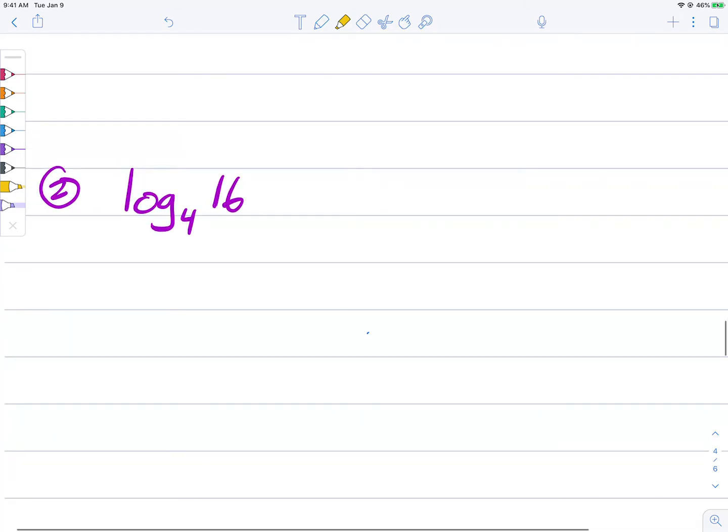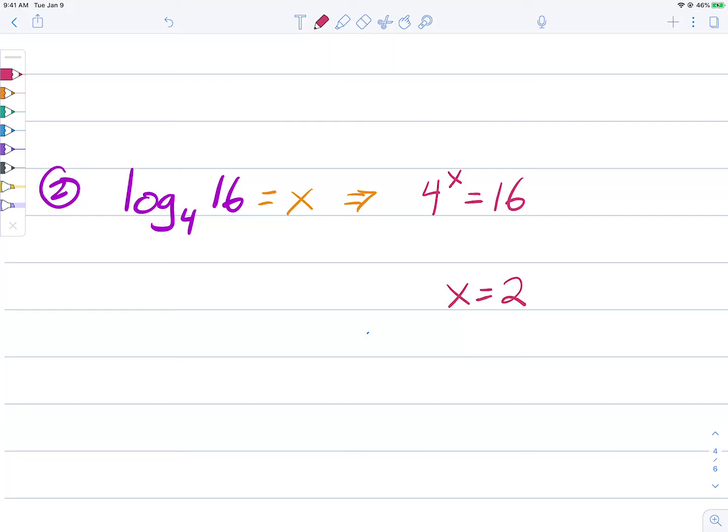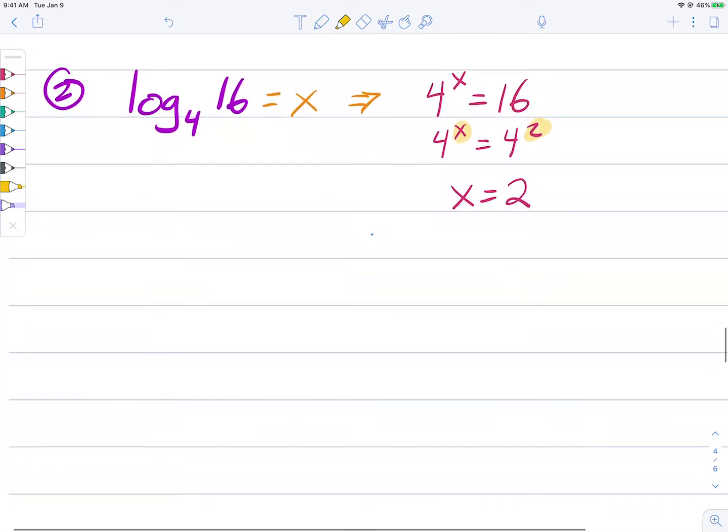Okay, log base 4 of 16. So again, we don't know what this equals, so I'm going to put equals x because it's unknown. And I'm going to rewrite this as an exponential using our patterning. So 4 to the x power equals 16. So I can say, okay, 4 times itself, how many times is 16? And that is 2. And that's because 16 is the same as 4 squared. And if your bases match, your exponents match.